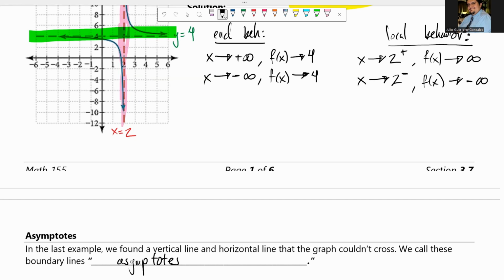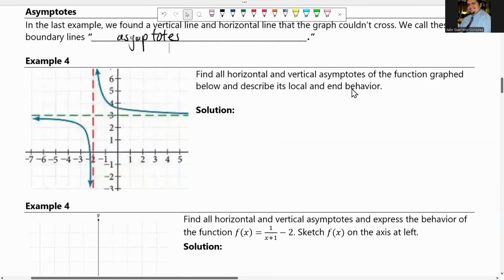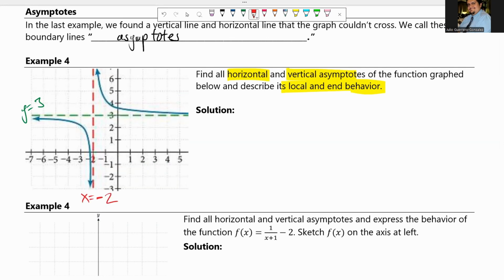Okay, next example. For this one, I'm not giving you the equation, but we'll figure it out in a second. What I really want you to do is find the horizontal and vertical asymptotes, and then give me the local and end behavior. Hopefully you see y is equal to positive 3, and here, x is equal to negative 2.